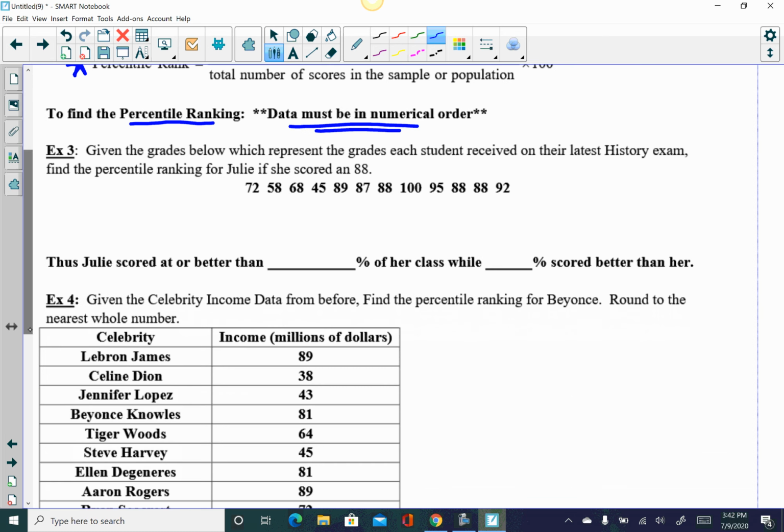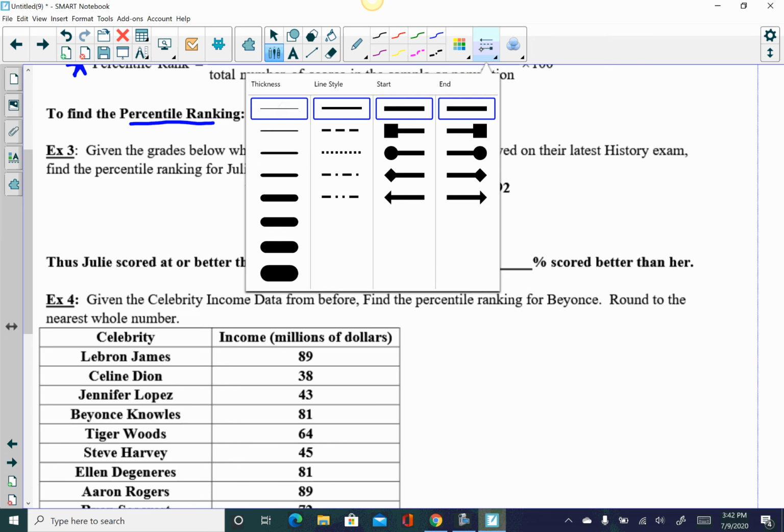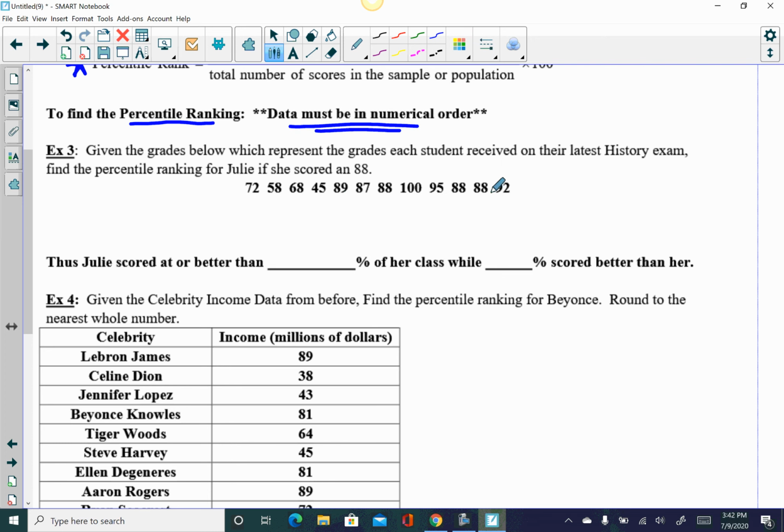So here in example 3, I've given you an example of students' grades that they got on their latest history exam, and I want you to find Julie's percentile ranking if she scored an 88 in her class. So hopefully you can recognize here this data is definitely not in order. So the first thing I would need to do is put it in order. What I like to do, if I can, is put the data right underneath it, so then I can make sure that I don't miss a data point.